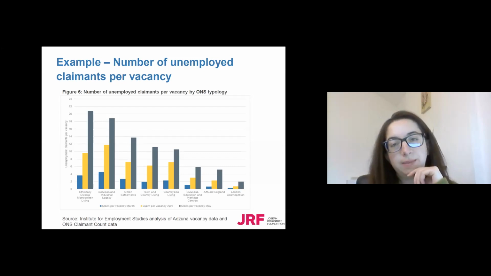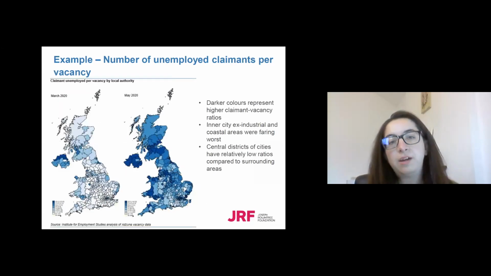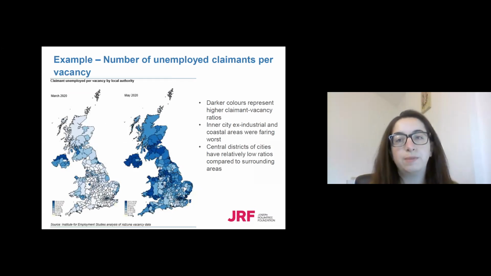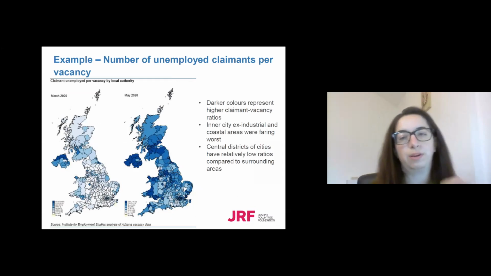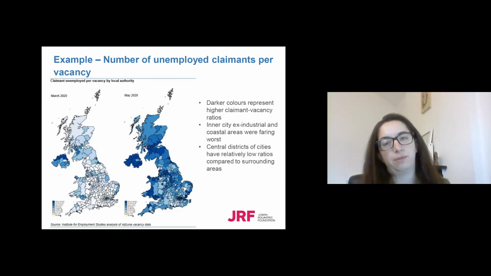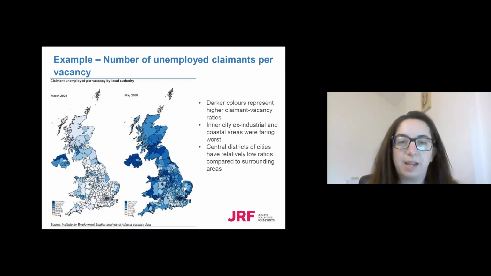Next slide, please. And here we look at the same, but this time by local authority. Those two maps have darker colors to represent higher claimant vacancy ratios. And we can see that inner city and ex-industrial coastal areas were faring the worst. And also central districts of cities, which had relatively low ratios, were better off than their surrounding areas. Next slide, please.